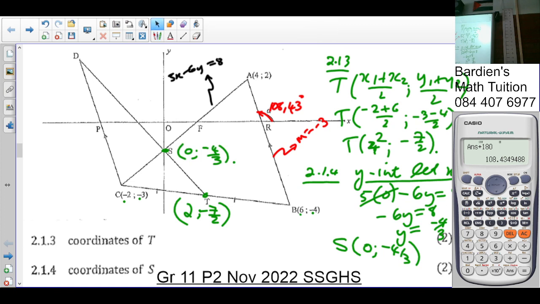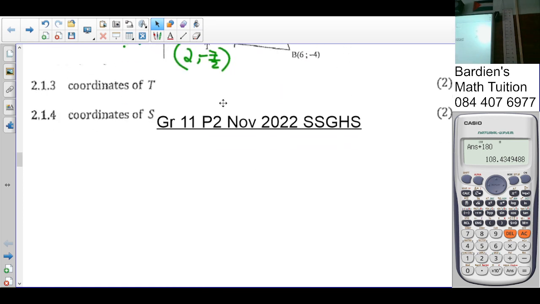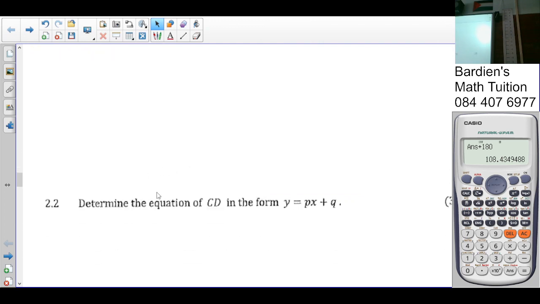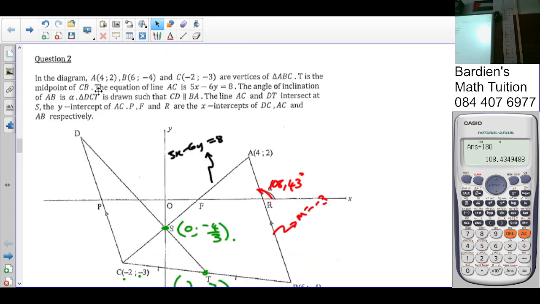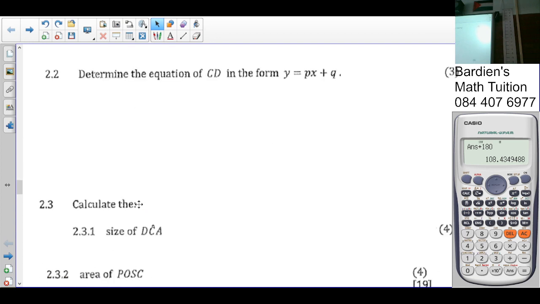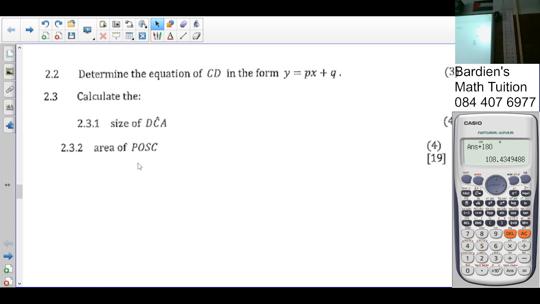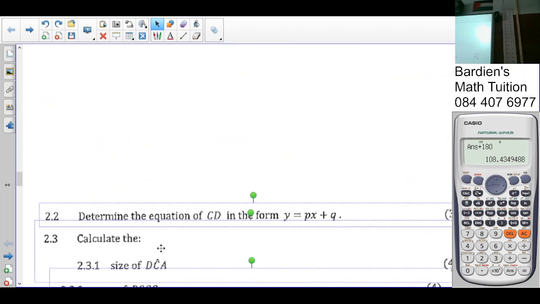Okay. Any issues there? As you can see, I'm populating this diagram as I move on. Make that a habit so that in your exam you do the same. Okay, 2.2, still dealing with this graph here. And I'm assuming 2.3 and 2.3.2 are all dealing with this diagram.